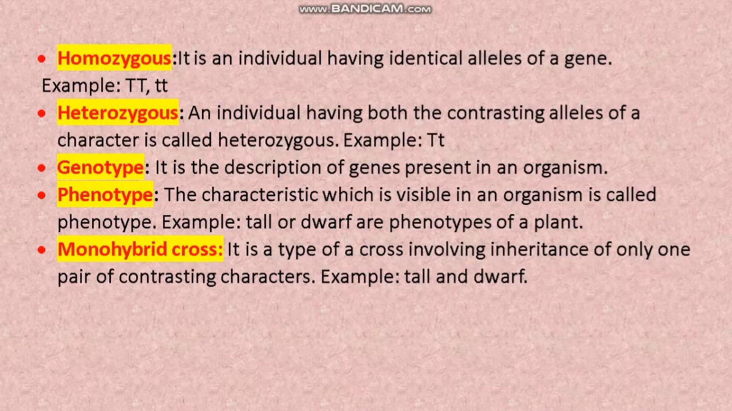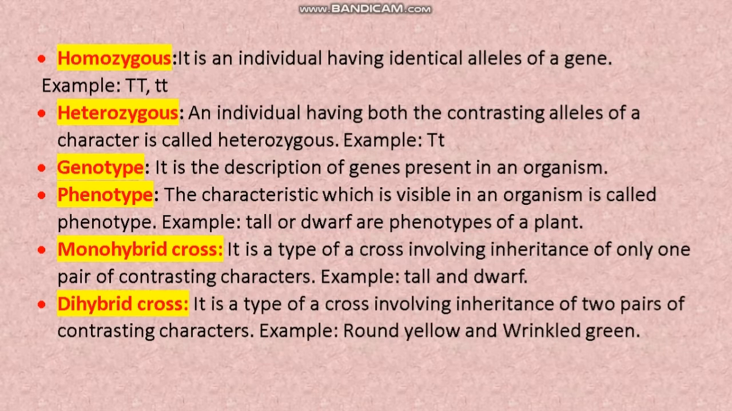Monohybrid cross: it is a type of cross involving inheritance of only one pair of contrasting characters. Example: tall and dwarf. Dihybrid cross: it is a type of cross involving inheritance of two pairs of contrasting characters. Example: round yellow and wrinkled green.